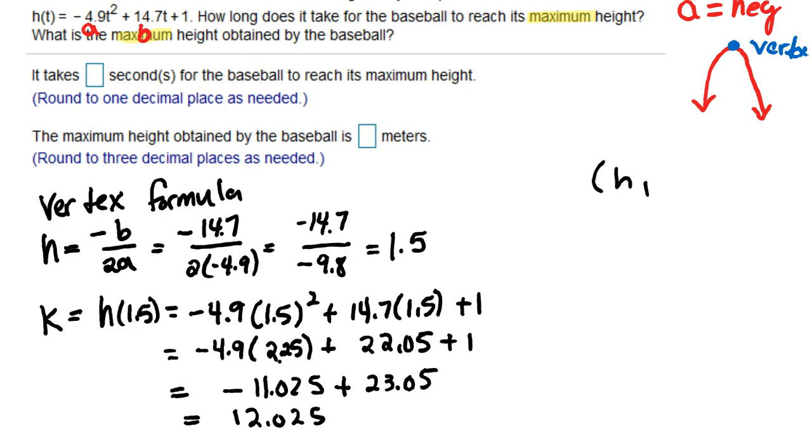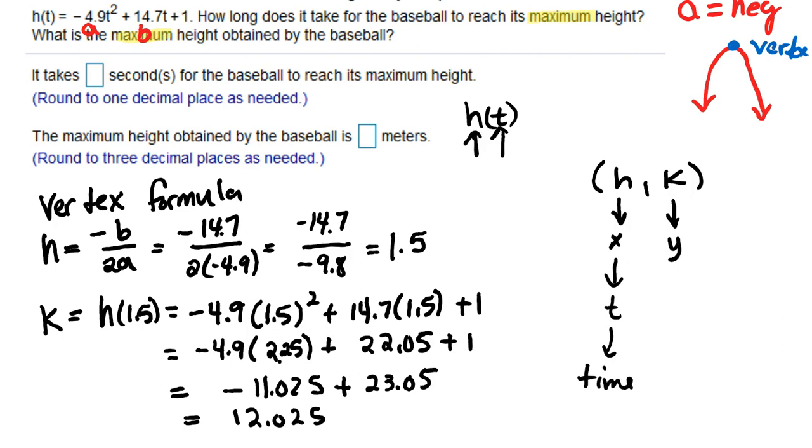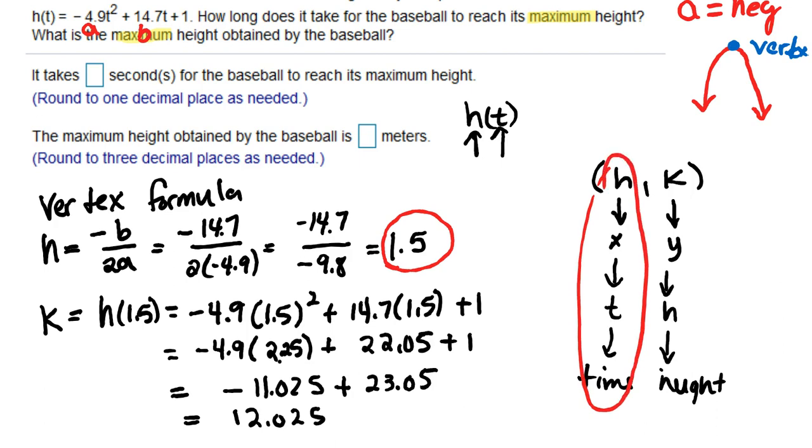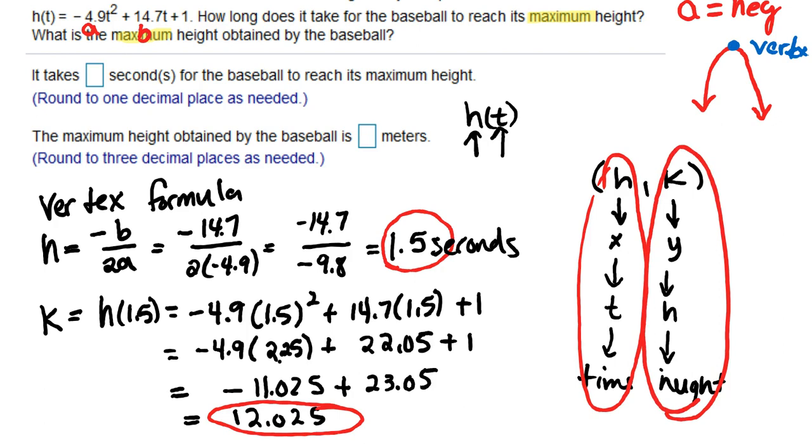Now, when we have our vertex, it's usually that h is an x value and the k is a y value. However, our function is h of t. Our variable that's used in our equation is a t this time, and that t stands for time. And then our function is named h, and h is what is standing for y, and that is the height. So that's going to tell us what these numbers in our vertex stand for. The first number of the vertex is standing for time, and so our 1.5 is seconds. And the 12.025, that is the y value of the vertex, which is standing for the height.